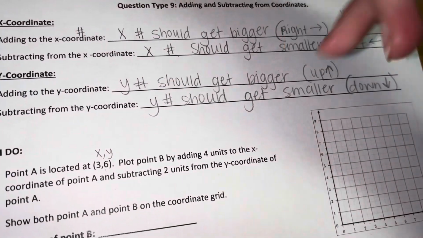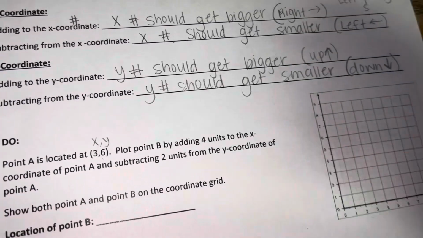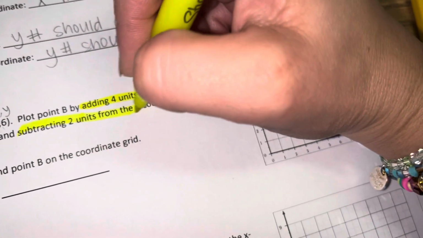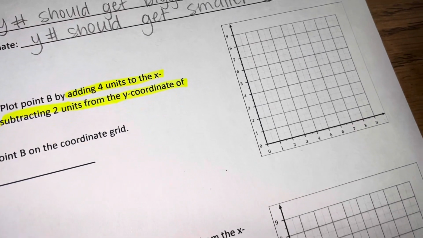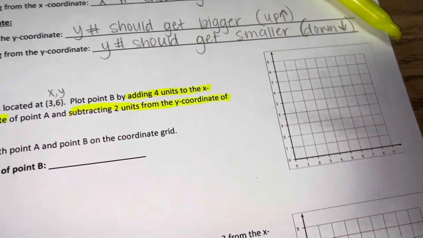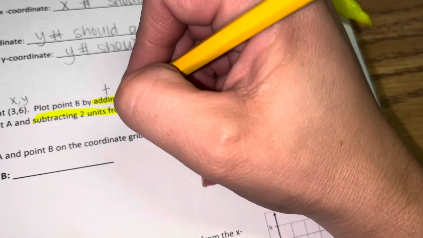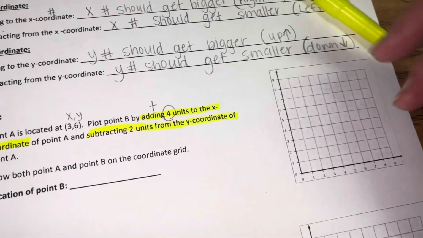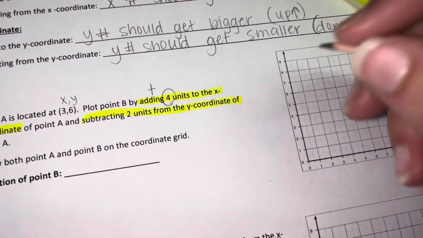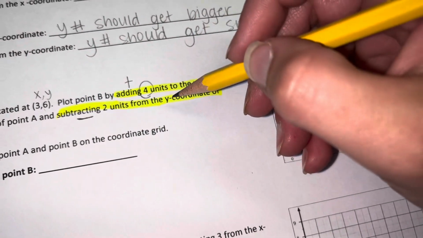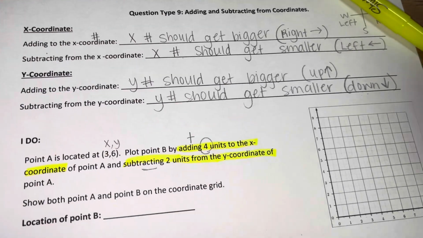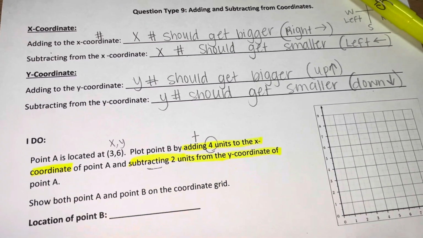I'm going to try to uncap my highlighter. Will you highlight adding 4 units to the x coordinate of point A, and then highlight the other piece of information which says subtracting 2 units from the y coordinate. Adding means adding, but they want you to add 4, and adding to your x meant that you were going right. And then they're asking us to subtract 2 from the y, and subtracting from the y meant that we were going down. So the first thing that I'm going to do is just put point A at 3, 6.